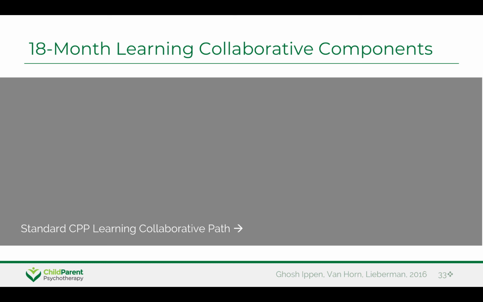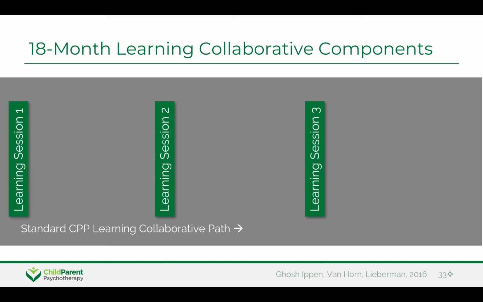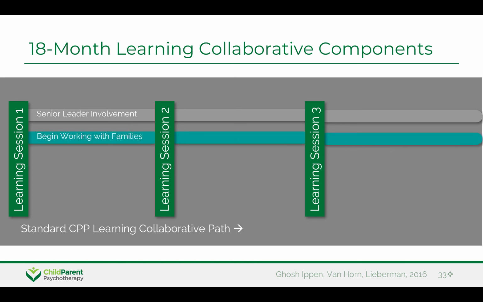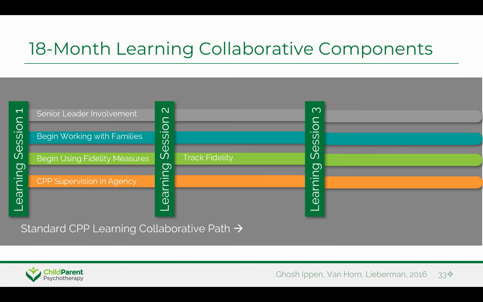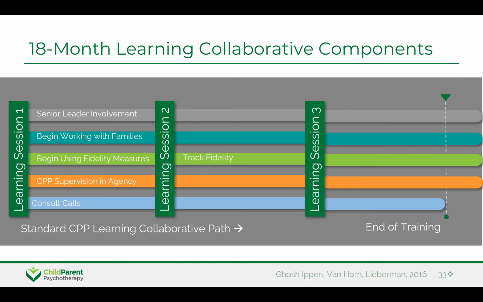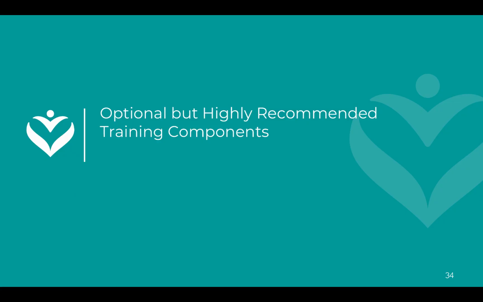Let's review the different learning components. There are the 3 face-to-face learning sessions, senior leader involvement, work with families, thinking about and assessing fidelity to CPP, CPP supervision within the agency, and consult calls. These components combine to help participants learn CPP. The next video presents optional but highly recommended training components.